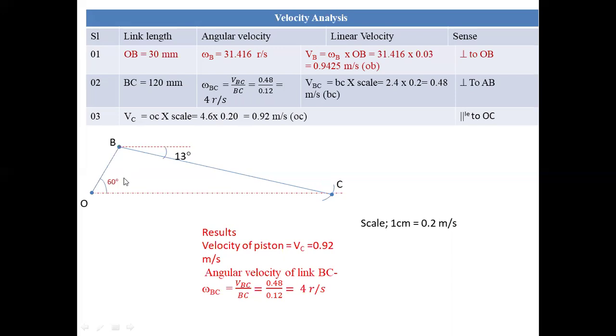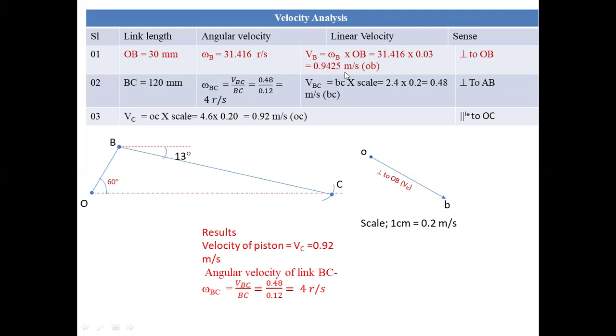And in the last class we discussed the orientation. The velocity component is tangential to motion. Just draw a perpendicular line to OB in the downward side, a perpendicular line to BC in this direction, and the line of stroke for slider C in the horizontal direction. So first we will locate point O. On point O, we will draw one line that is perpendicular to OB, VOB, that is the velocity of B with respect to O.